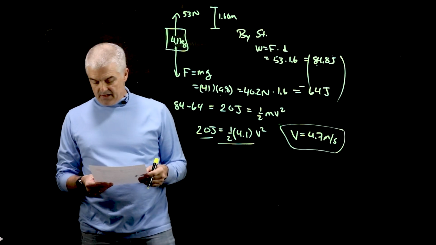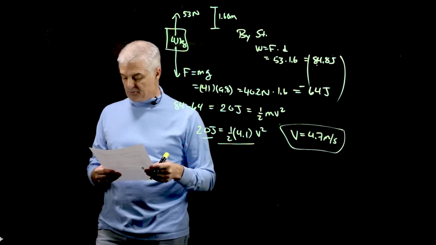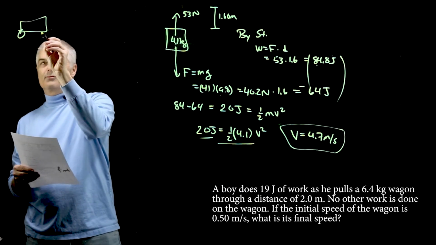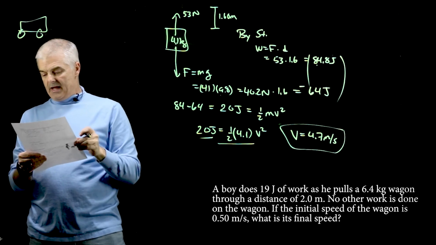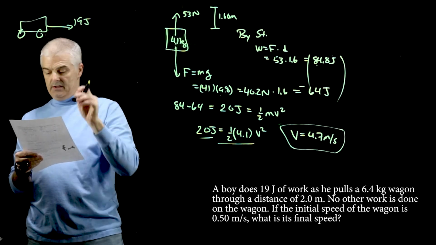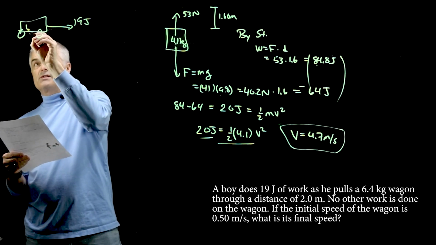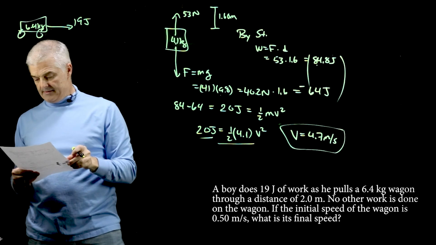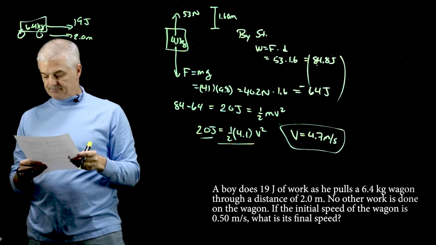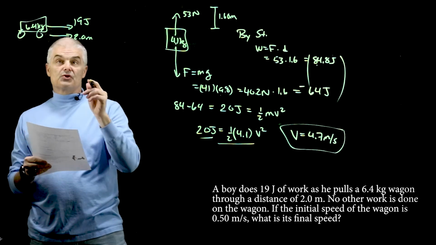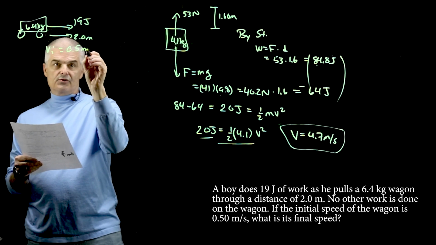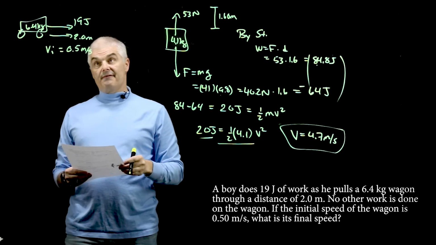All right, last one. Objects with initial speed problems. In this problem, we've got a boy who is pulling a red wagon, or whatever wagon, and he does 19 joules of work. We know the energy. And the wagon weighs 6.4 kilograms. He pulls at a distance of 2 meters. If the initial speed, by the way, is 0.5 meters per second, what is his final speed?